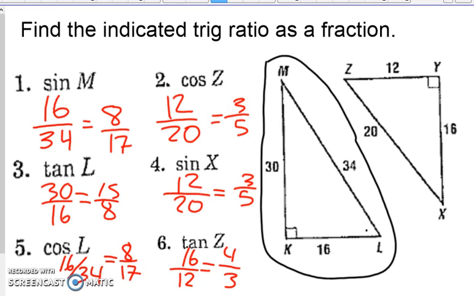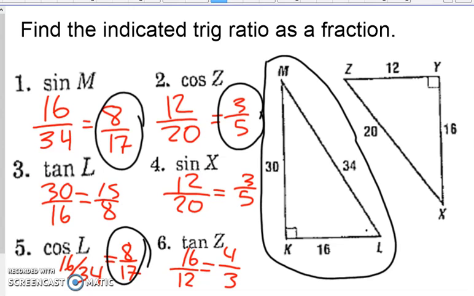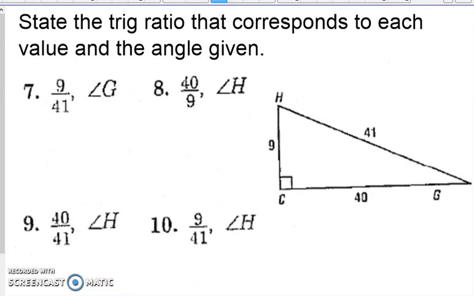One other thing, note that the sine of angle M is the same as the cosine of angle L. And we see that kind of thing over here too. The cosine of angle Z is the same as the sine of angle X. Seems odd. Anyway, we'll talk more about that in class. Here, we're just trying to say which trig function they are talking about, sine, cosine, or tangent.